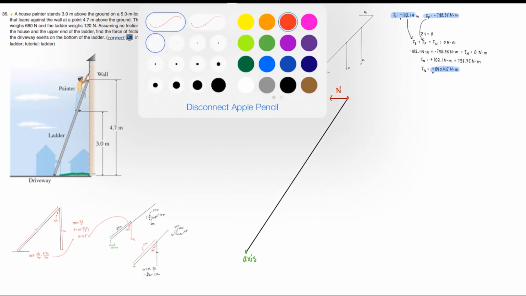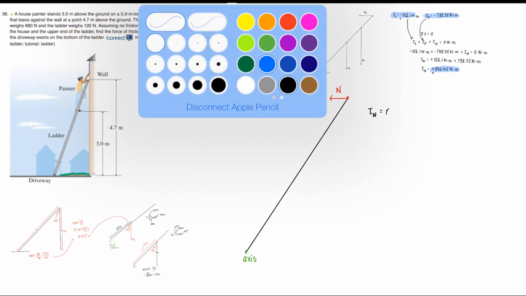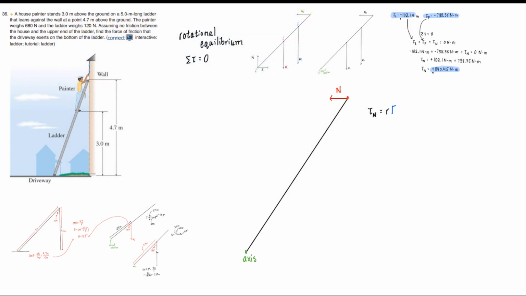And so we're going to use the same torque formula we've been using this entire time. So the torque caused by the normal force is equal to the radius times the force, the normal force, which is what we're trying to find right now, times sine theta. The radius, again, is just the distance between the normal force and the axis of rotation, and that's going to be the length of the ladder, which is 5 meters.